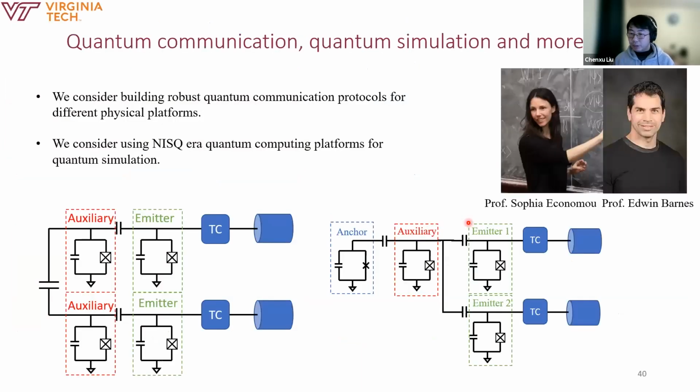And then after my graduation, I moved to Virginia Tech, and now I'm working with Professor Sophia Economou and Professor Edwin Barnes, and now we have a strong theory group here at Virginia Tech. For me, I'm currently working on robust quantum communication protocols for different physical systems, for example, using superconducting qubit systems. And also we are considering using NISQ quantum computing platforms to do some useful quantum simulations and trying to understand more about how to use the quantum computer to do very interesting computation tasks. And yeah, that is all I want to share for my career path, and I'm happy to take any questions.